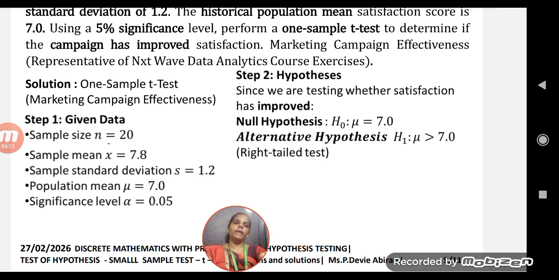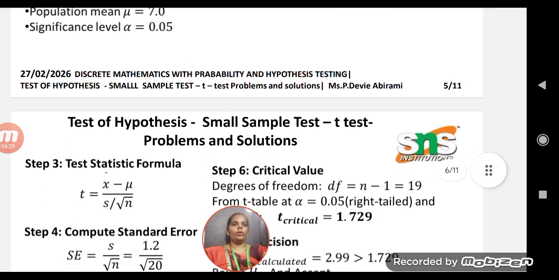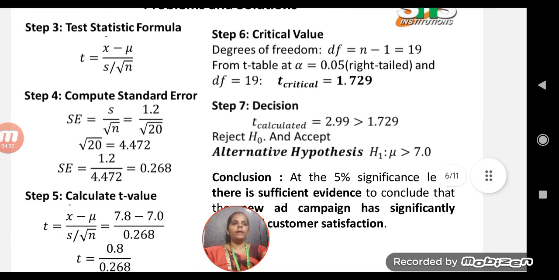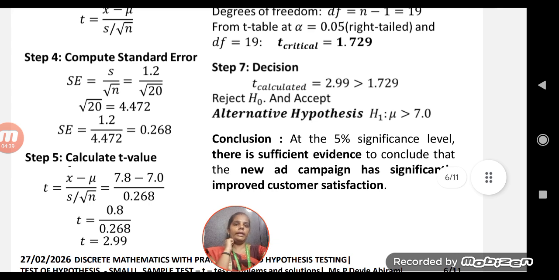Here I am going to frame the hypothesis in two types, null hypothesis and alternate hypothesis. The null hypothesis is that the satisfaction score is equal to 7.0, whereas the alternate hypothesis is that it is greater than that. Now I am going to simplify it by using my t formula. The t formula is t is equal to x bar minus mu divided by s by root n. If I simplify it, I will get my numerator as 0.8 and my denominator is 0.268. If I divide it, I will get 2.99.